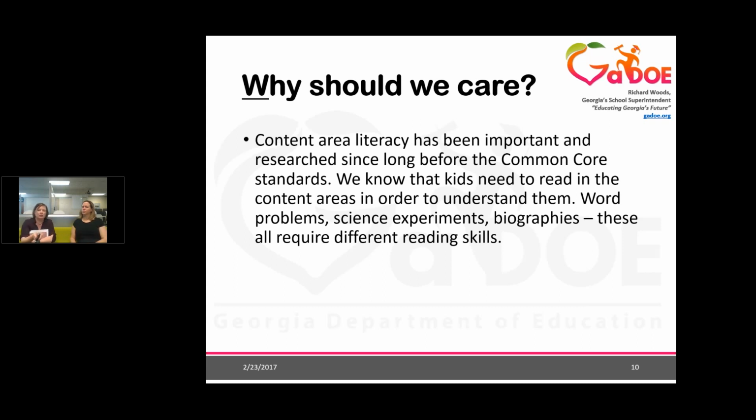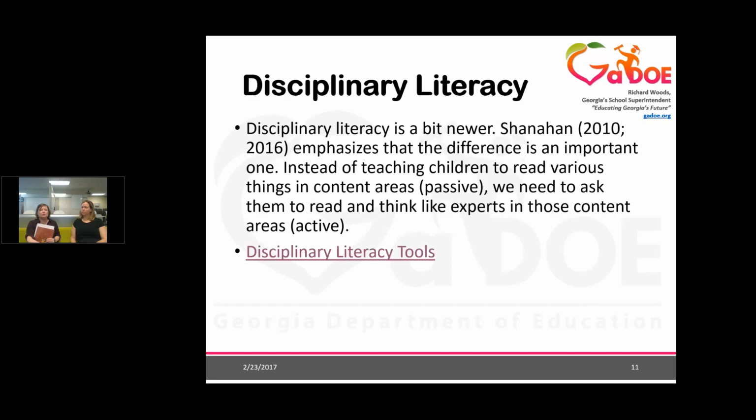So content area literacy has been focused upon for a long time. We've known, and elementary school teachers in particular know the importance and how critical this is, that they have to be able to read in different content areas. And this happened long before Common Core. However, though those require different reading skills, that's very different from disciplinary literacy.